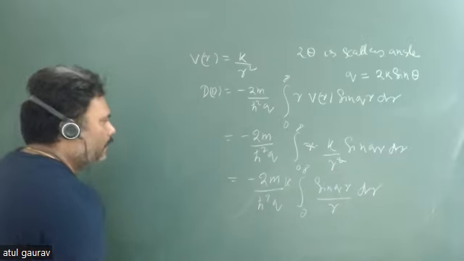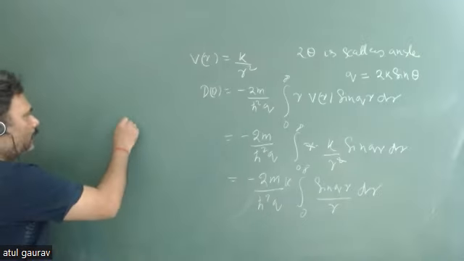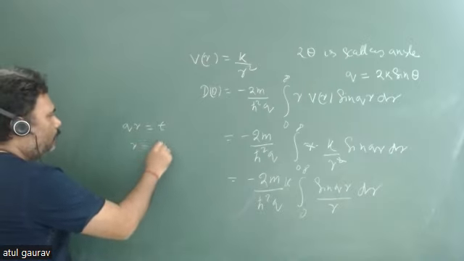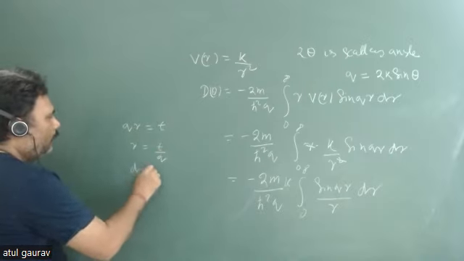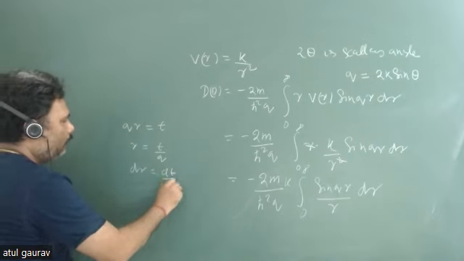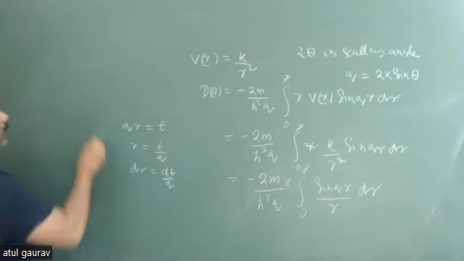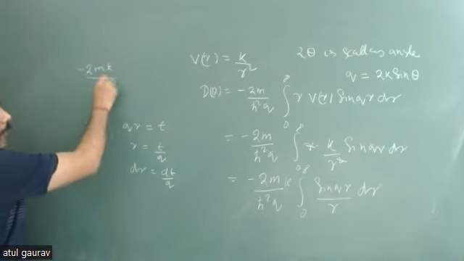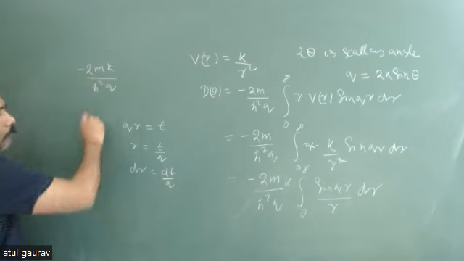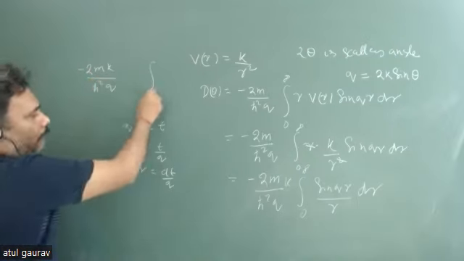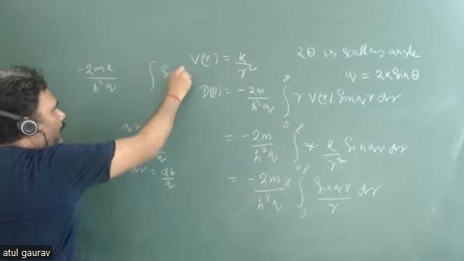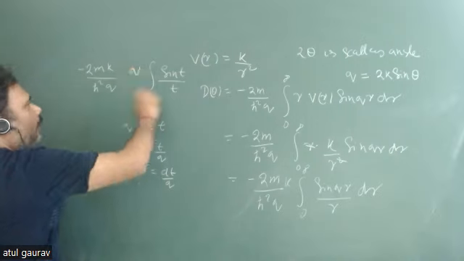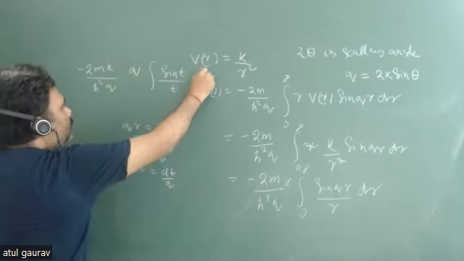सो जब आप इसे डायमेंशनलेस बनाओगे तो क्या होगा, जस्ट पुट qr इज इक्वल टू t, देन r इज इक्वल टू t अपॉन q, dr इज इक्वल टू dt अपॉन q. एंड नाउ यू विल गो फॉर दिस इंटीग्रेशन -2mk अपॉन h² q. एंड आप देखोगे अंदर वाला चीज क्या हो गया, sin t बाई r की वैल्यू t अपॉन q, q बाहर आ गया, एंड दिस वैल्यू इज dt.